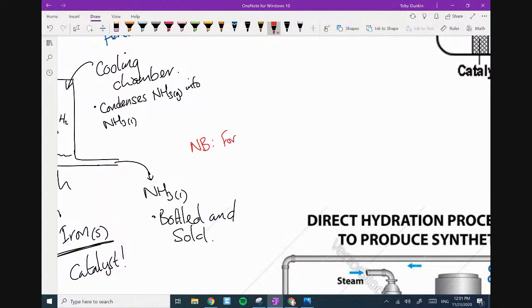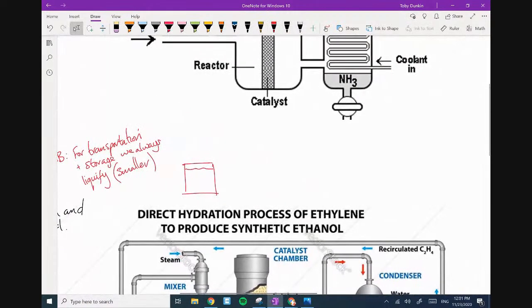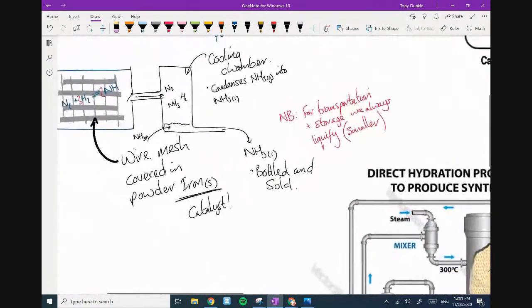For transportation and storage, we always liquefy. The reason we liquefy is because gases occupy much bigger spaces. Liquids are smaller, easier to store, easier to transport. A container that holds this much liquid would need to be much larger to contain it as a gas. So it's easier to liquefy it. It's nice to note that as a nota bene.